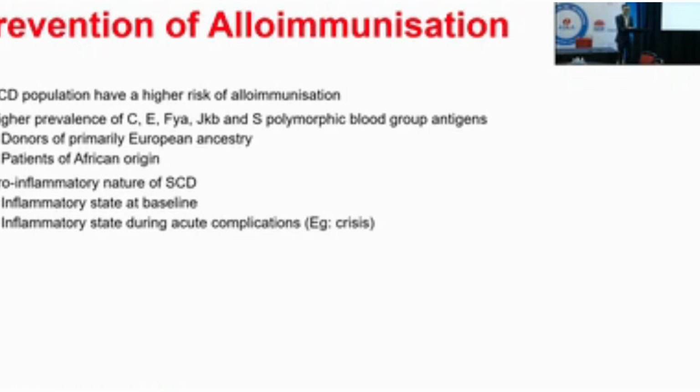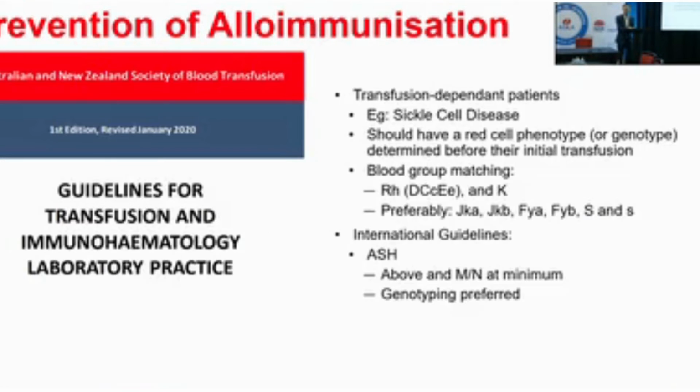The other thing is that sickle cell disease itself is a pro-inflammatory condition, as we all probably know. And what this means is that alloantibodies are more likely to form. At the baseline, you have hemolysis going on, as well as minor vaso-occlusive events, and that increases inflammation. And during acute crises, such as pain crisis or chest syndrome, you do get an increase in inflammation and, of course, higher risk of alloimmunization.